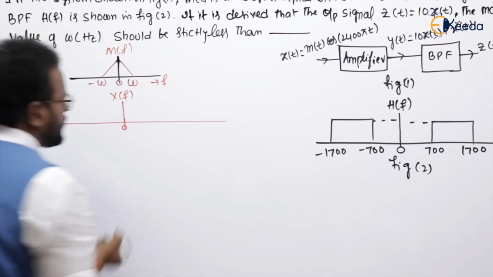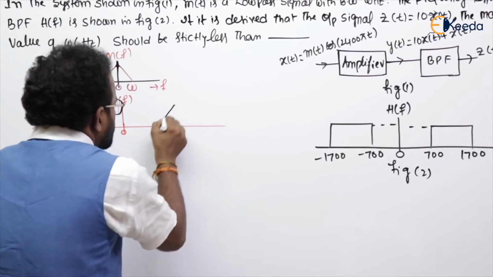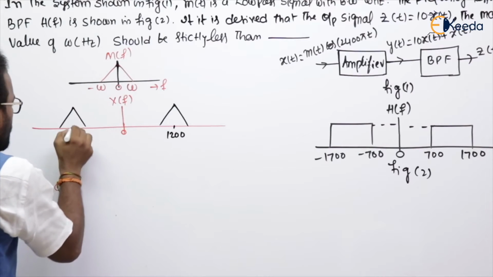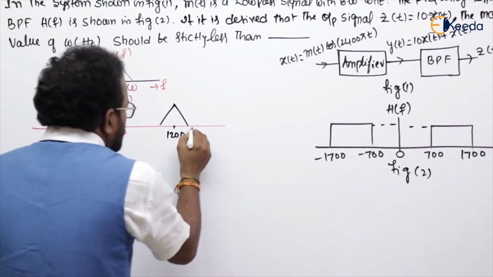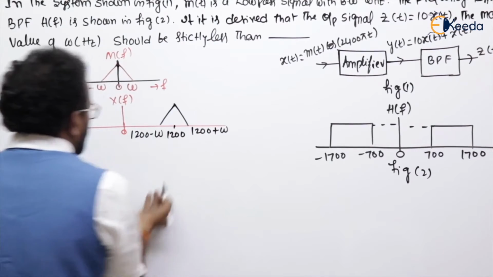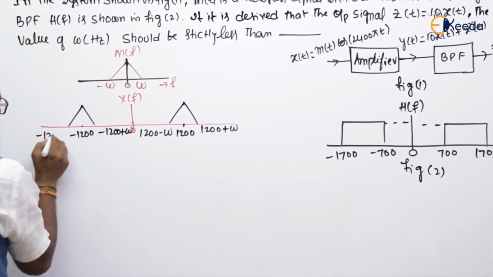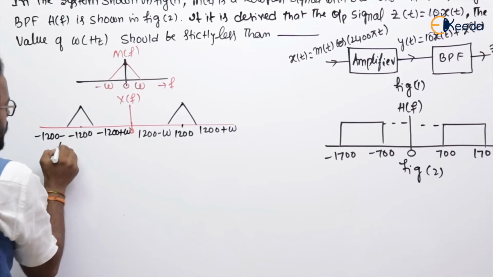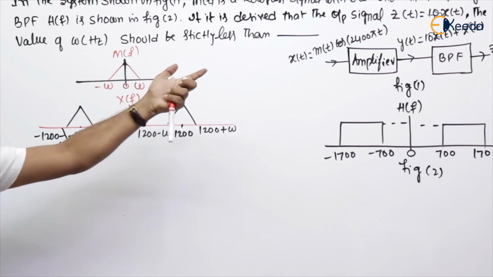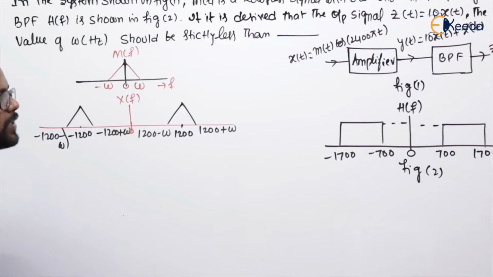What is x of f there? m of t multiplying with cos. Any signal multiplying with cos, its spectrum is shifted to that value: 1200 on this side, minus 1200 on the other. This is 1200 plus omega, 1200 minus omega. Same on the negative side: minus 1200 plus omega, minus 1200 minus omega. Simply shifting to fc and minus fc. The fc value is 1200 because this is omega divided by 2 pi. This is given to the amplifier.